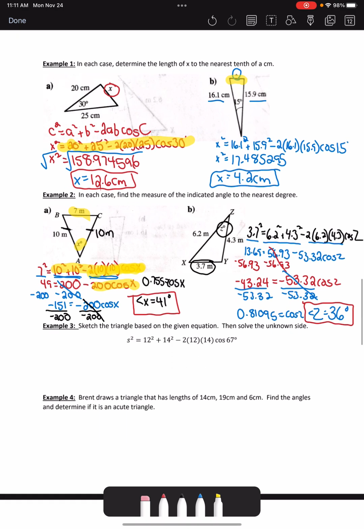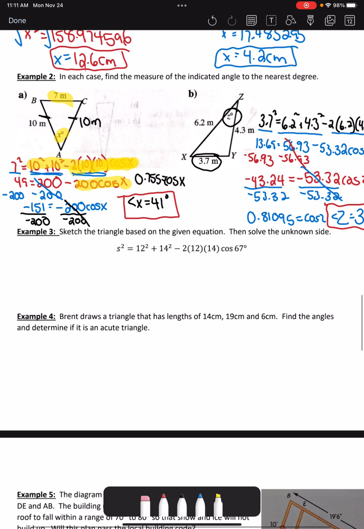Great. Moving on, example 3, it says sketch the triangle of the given equation. So we're looking for side S. Side S is opposite to the 67 degrees. And then the 12 and 14 are either side. Doesn't matter. So it's going to look something like that.